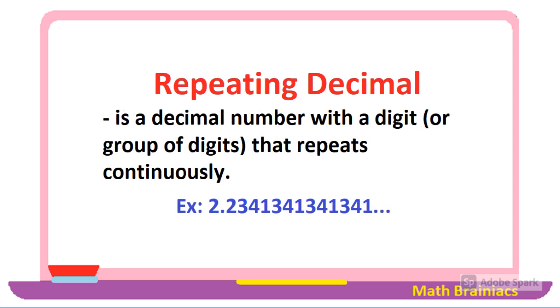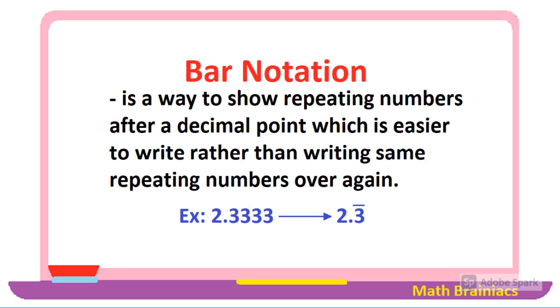Repeating decimal is a decimal number with a digit or group of digits that repeats continuously. Look at the example here. 2.2341, 341, 341. You see, the 341 repeats. Bar notation is a way to show repeating numbers after a decimal point, which is easier to write rather than writing the same repeating numbers over again. Look at the example here. 2.333, you can write it instead as 2.3 with a bar on the top of 3.